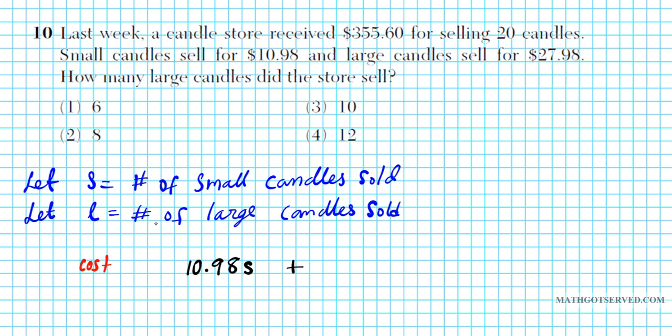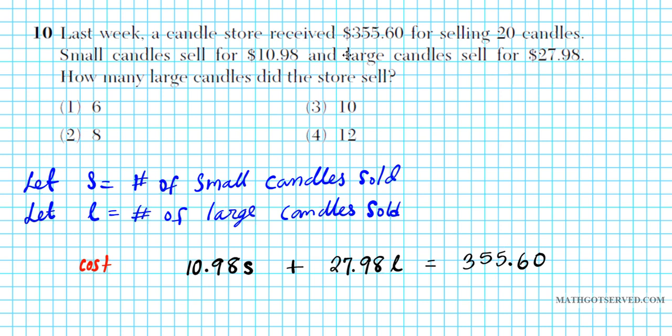Plus, what is the total cost for the large candles? The unit price for large candles is $27.98, so that's the unit price times the quantity. How many large candles were sold? L large candles were sold. So the total cost for the sales is $355.60. So that's the total price for the sales.